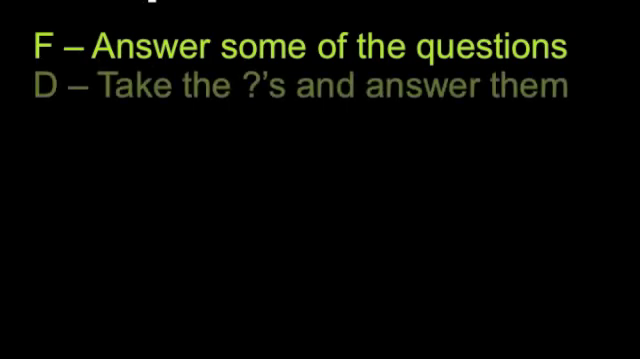So for paper section 1, these are the grades. Here's the rubric as far as how you can get the grade that you want. If you want an F, just answer some of the questions. If you want a D, you take the questions and you answer them. So you would put A1, and then you would answer them.